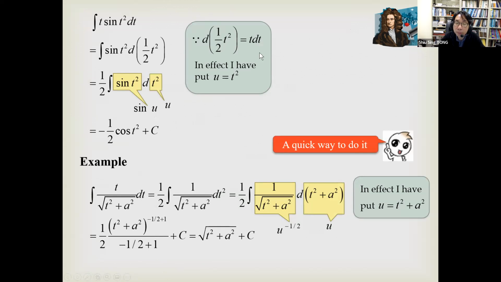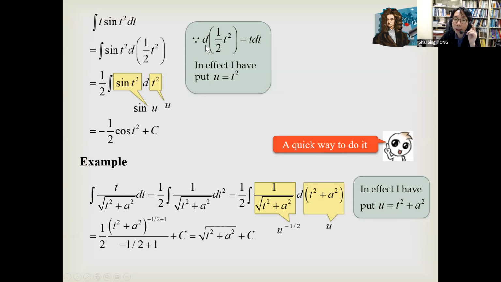Now the change of variable, if you are familiar with doing it, I think some of the integral change of variable can be done in your mind without explicitly being written out. For example, let me take the same example again: integrating sine t sine t squared.